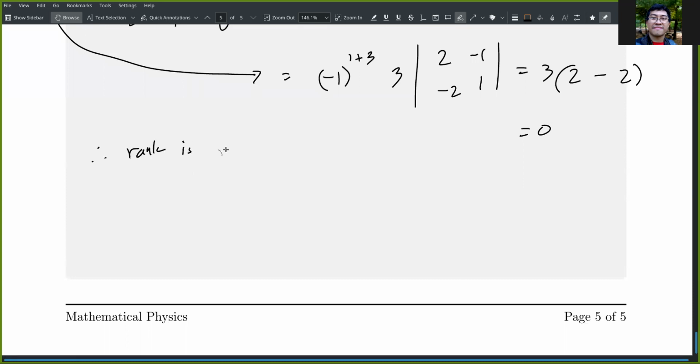What we get is the rank is not 3. More accurately, it is less than 3.